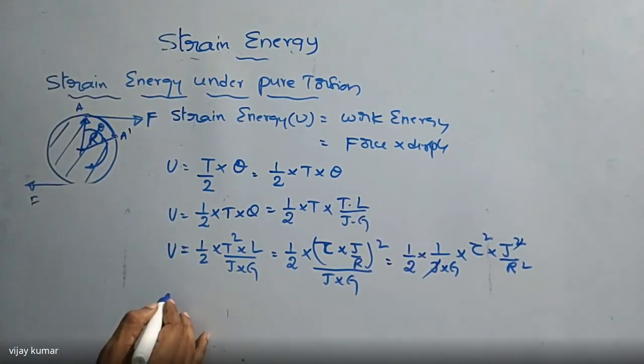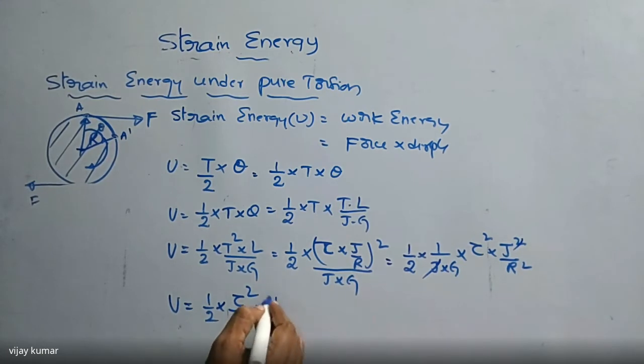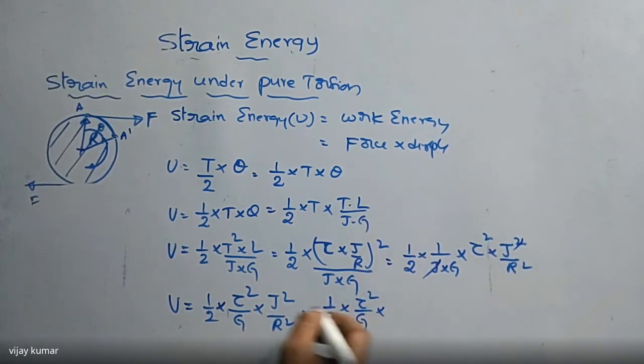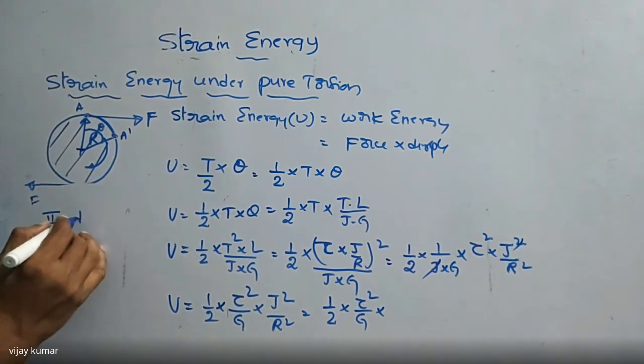Then what is the formula we get here? U is equal to half into tau square divided by G into J square divided by R square. Have you got my point? So I am writing half into tau square divided by G into the J value for a circular shaft, that is pi by 32 times d to the power 4.